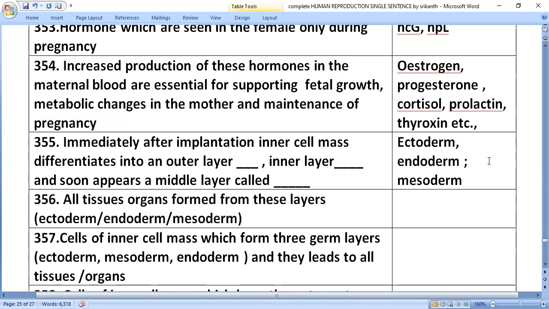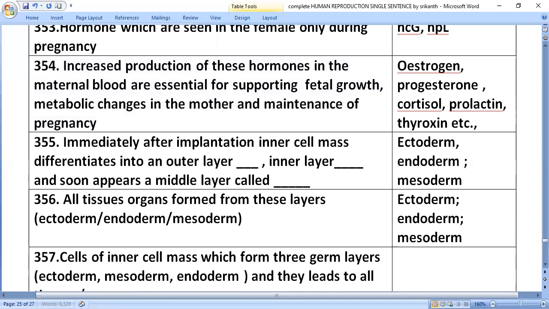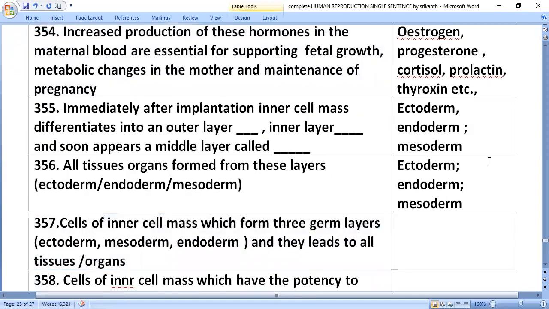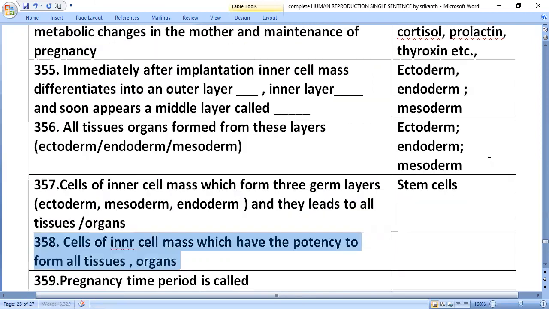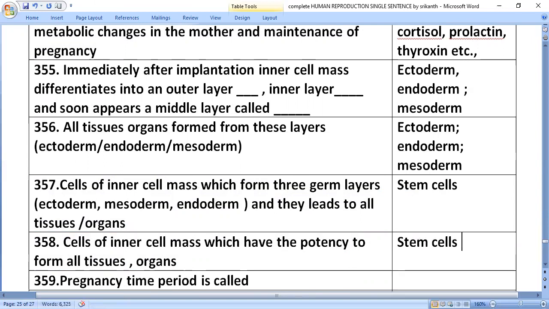All tissues and organs are formed from these layers: ectoderm, endoderm, and mesoderm. Cells of the inner cell mass form the three germ layers. Cells of the inner cell mass which have the potency to form all tissues and organs are called stem cells, pluripotent stem cells in general.